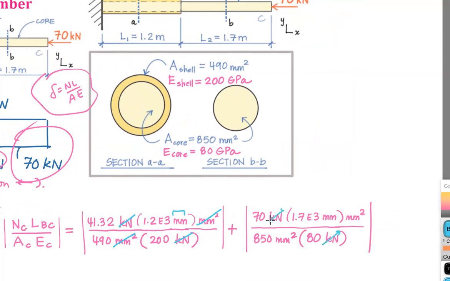Spot check units again. That one's gone. That one's gone. That one's gone. That one's gone. That leaves us units of length in which we're happy. Add all of these numbers up. You should get 2.26 millimeters to the left as your final answer to this problem.